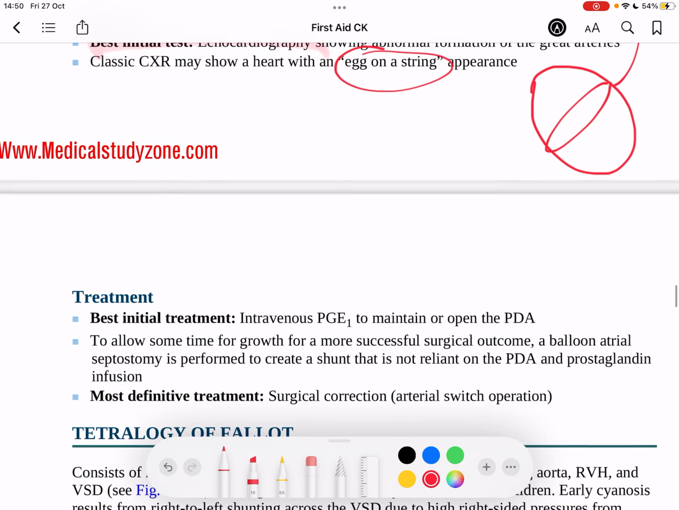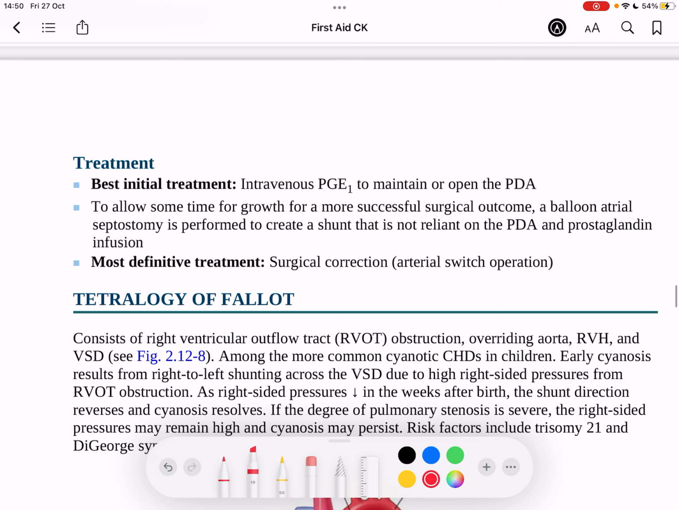Okay. So in terms of your treatment, best initial treatment for almost all of my cyanotic diseases is intravenous PGE. Why? Because I want to keep my ductus arteriosus open. Why? Because this is going to allow a shunt and it's going to allow mixing of my two circulations, which is what I want.